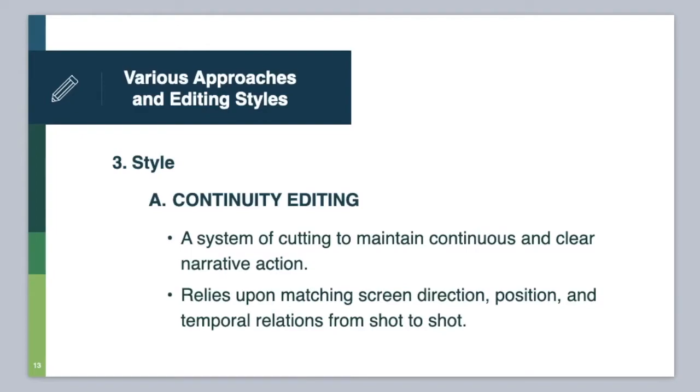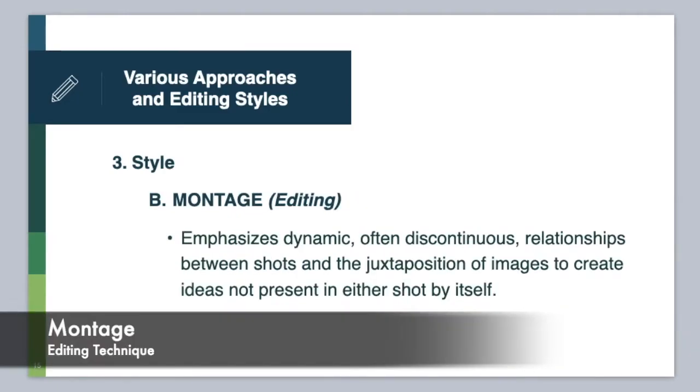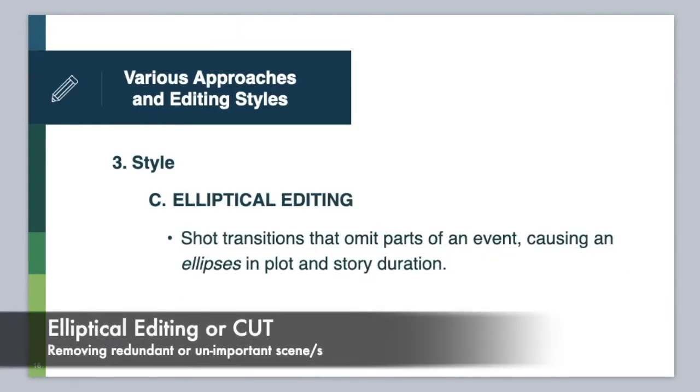And when we say continuity editing, this is the transitioning of the different shots but establishing the action of the same character. Montage. Technically, we use this word whenever we are editing. In montage, you need to choose if you are going to use continuity or compilation or a combination of both. Elliptical editing: shot transition that omits part of a particular event, causing an ellipse in plot and story duration.